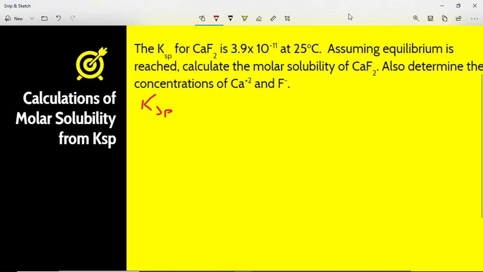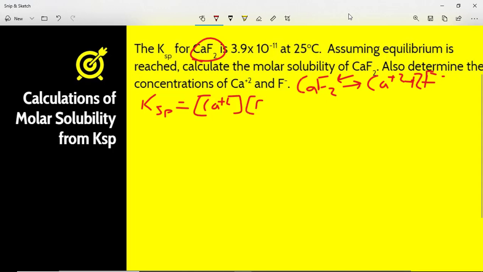So our KSP is equal to, and as you get better with this, you can break this down a little bit easier, because you get an idea of how many of each ion you're going to get when you put it into solution. So CaF2 breaks down into Ca2+ ions plus 2 F- ions. So our equilibrium expression, we're going to have Ca2+ times F- squared.